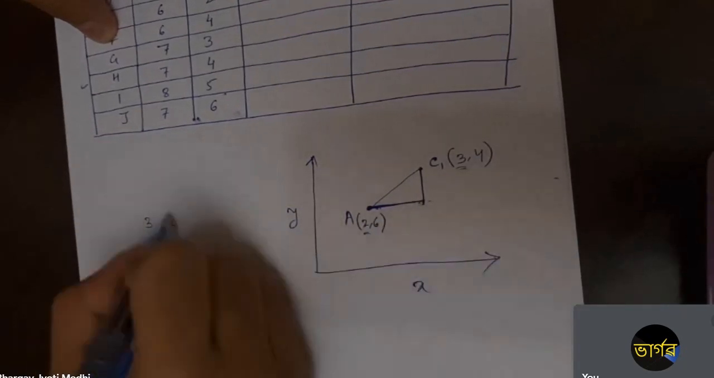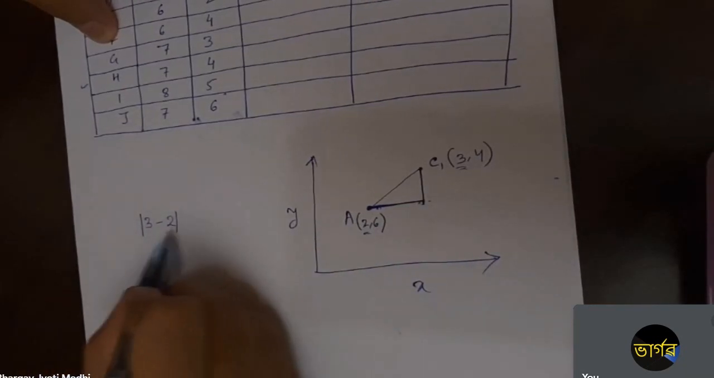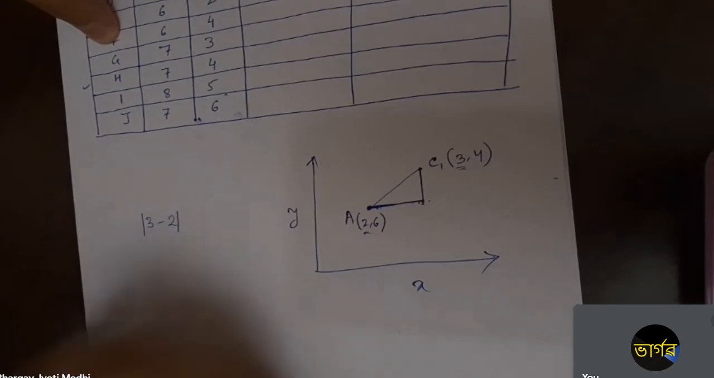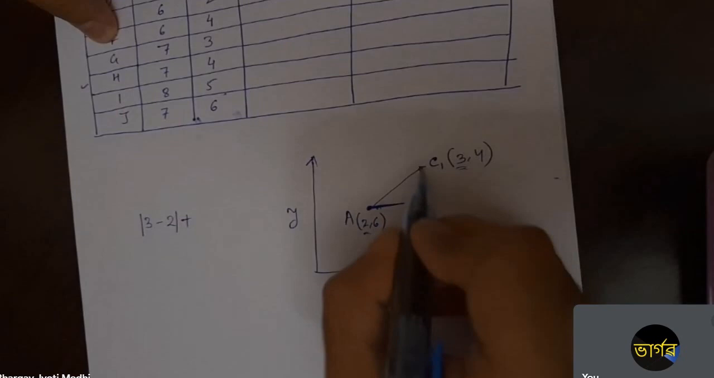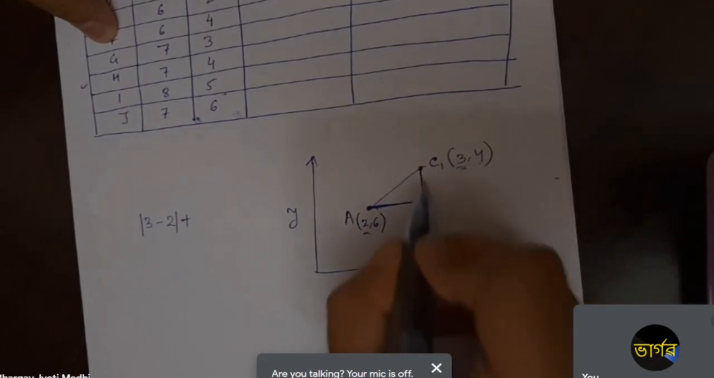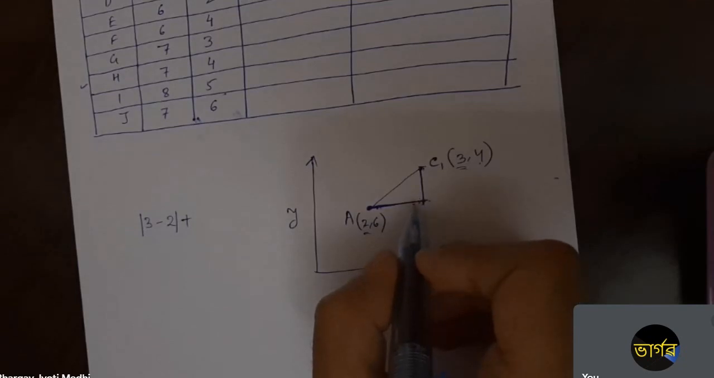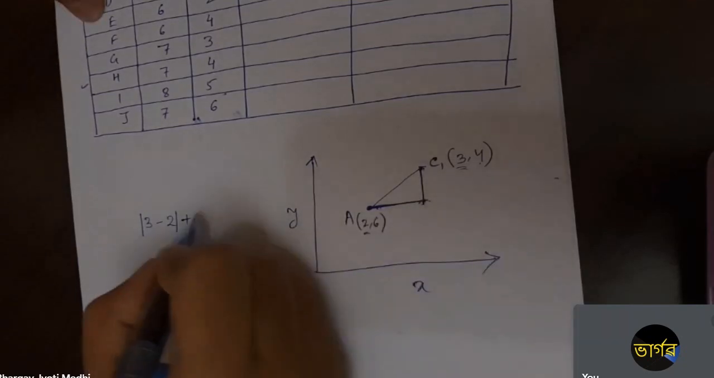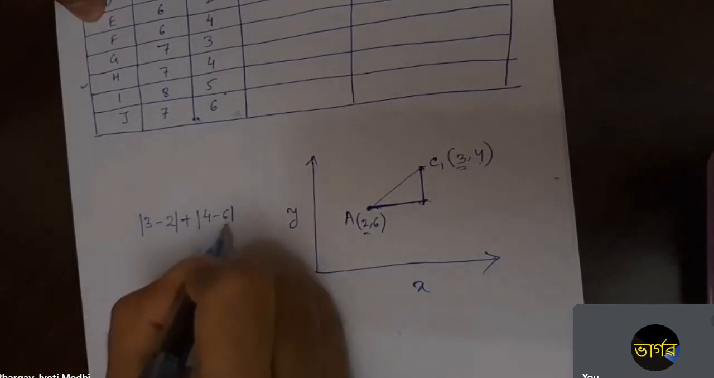Here the y coordinate is 4, here the y coordinate is 6. So you have to take the difference. 4 minus 6, the difference will be 2, okay? Subtracting, 4 minus 6 is minus 2, but you have to take the positive distance. So I am taking the modulus of 4 minus 6, and you get the positive distance. 3 minus 2 is 1, plus 4 minus 6 is minus 2, taking the positive distance 2. So the distance will be 3.